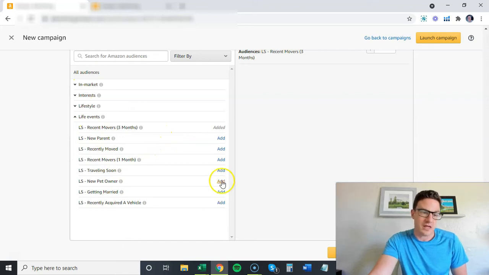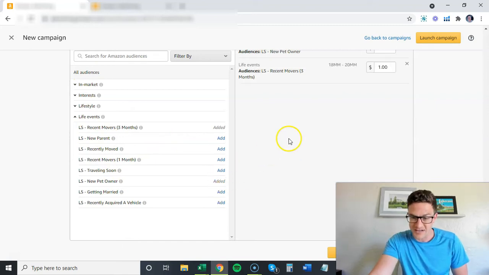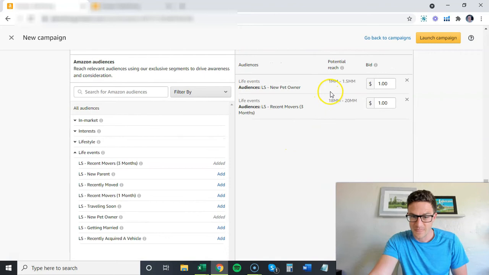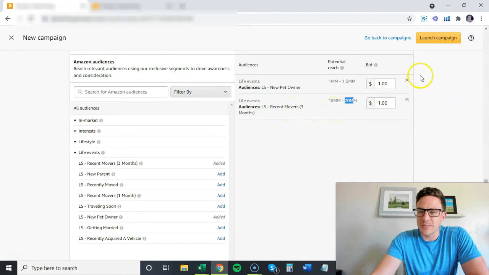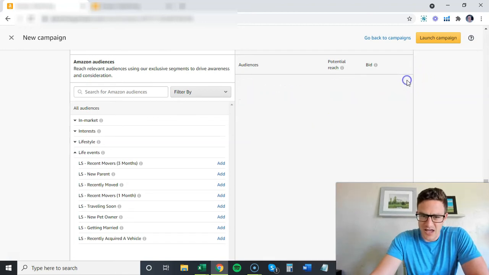If you have a pet product, if you have a dog product, this seems weird to me that there's only 1.5 million new pet owners, but 20 million people have moved in the past 3 months. Seems a little off, so maybe don't go by these numbers, but that's life events, okay? You can target those.